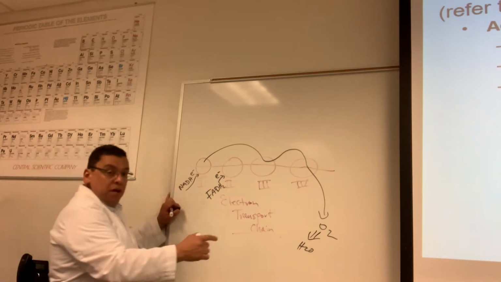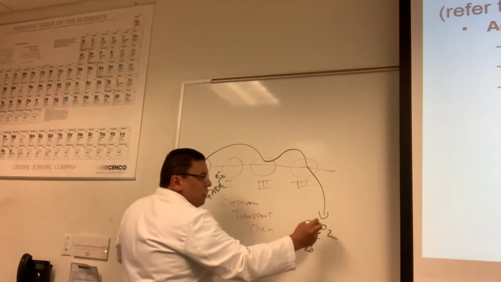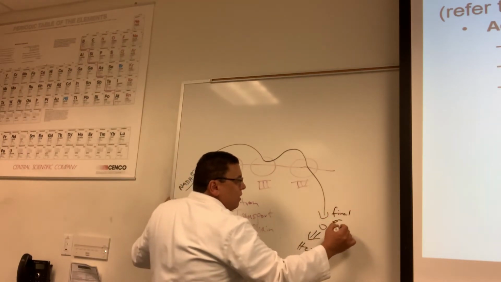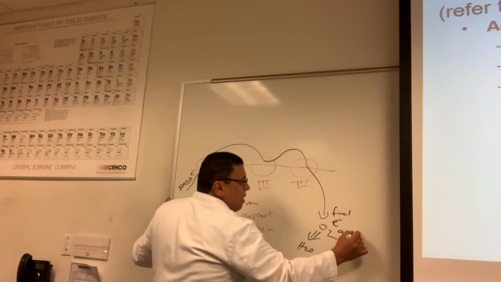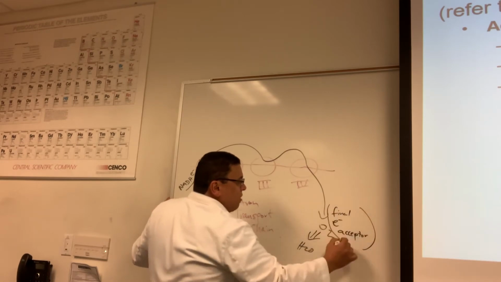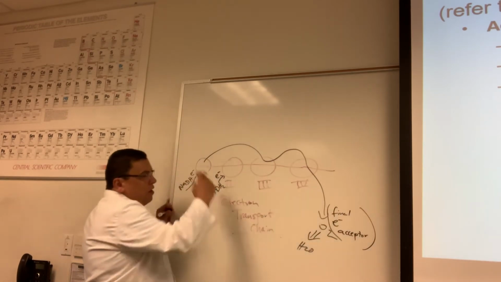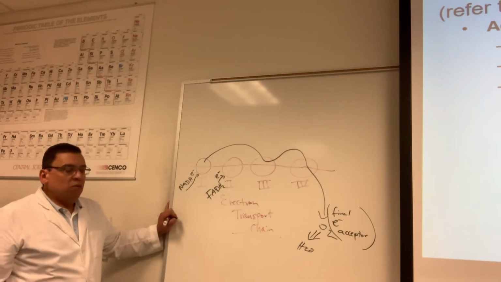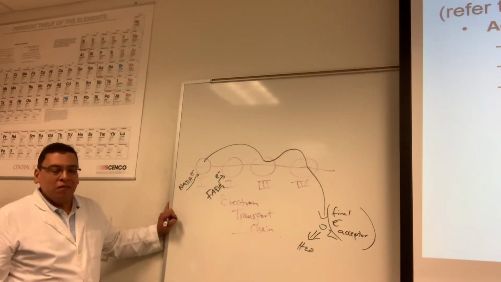So that's why we breathe. We breathe because oxygen is called the final electron acceptor. That's why we breathe. If we don't breathe oxygen, this whole thing shuts down. And of course, you're going to suffer the consequences that you won't be able to make ATP.